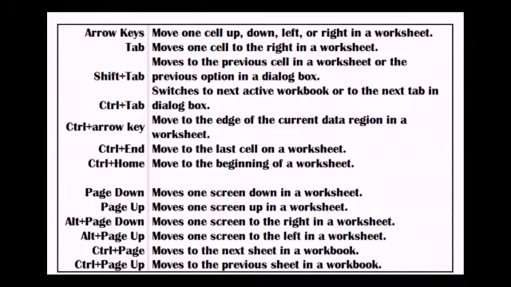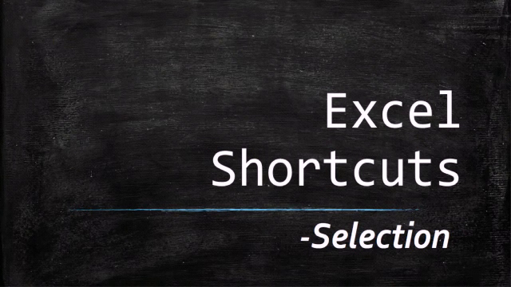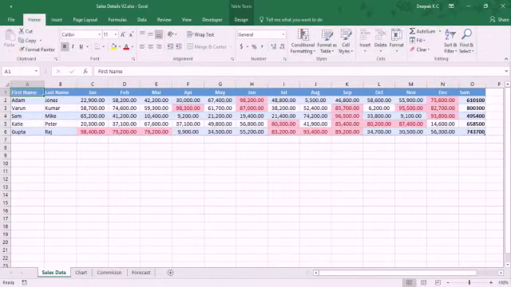Now please take a minute and have a look at these shortcuts that we have covered till now. So far, we have seen shortcuts related to working with data, workbooks, worksheets, formatting, and navigation. Next, let's jump into learning shortcuts related to selection. If you have noticed, most of the shortcuts for navigation involve the Control button. Likewise, for selection, most of the shortcuts start with the Shift button. So let's get into the first one.